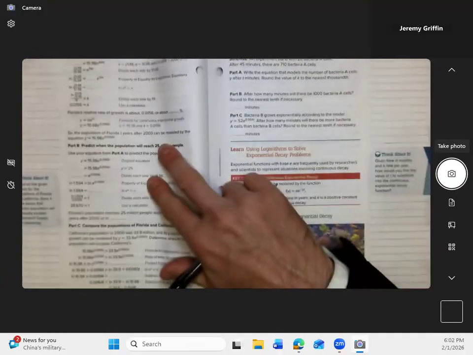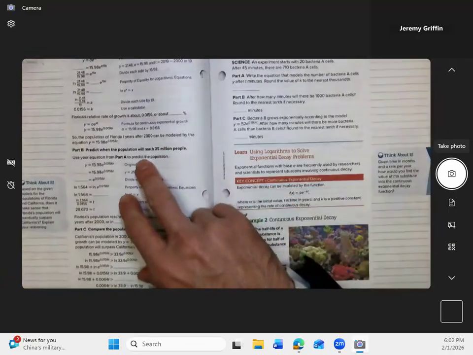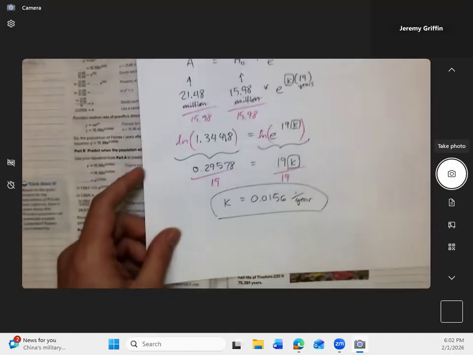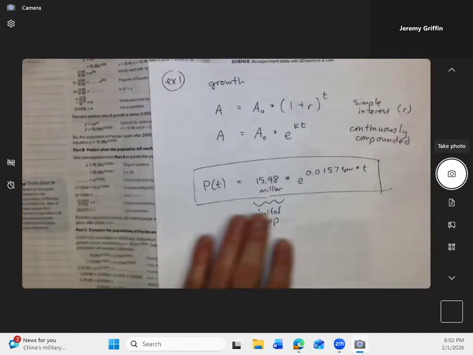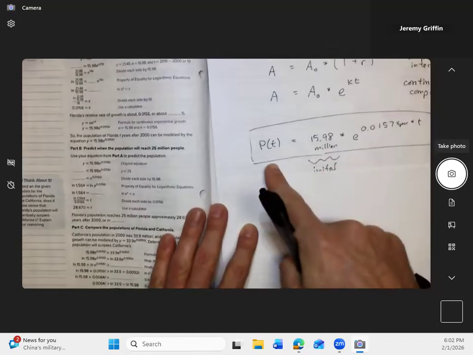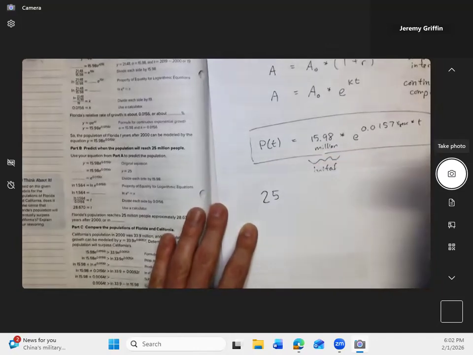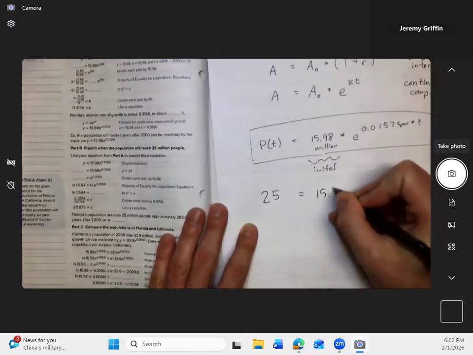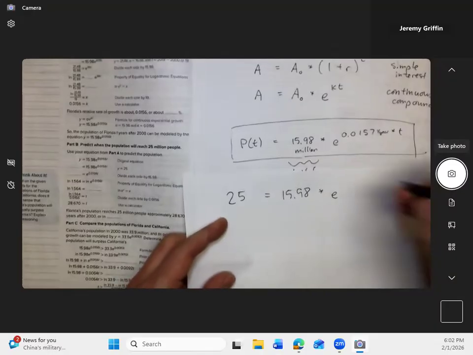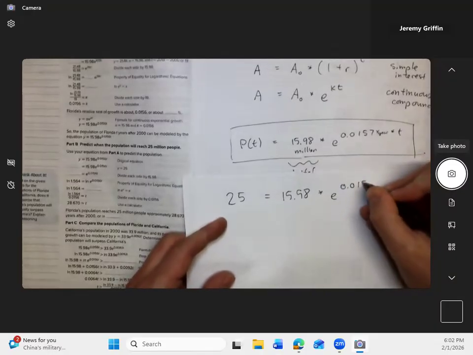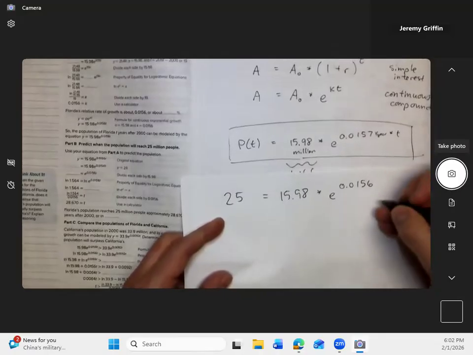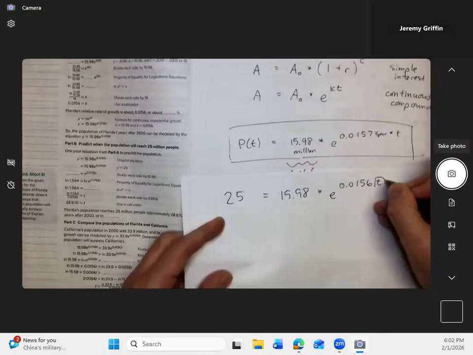We've got a part B: predict when the population will reach 25 million people. Well, we've got ourselves a nice model right here. Let's let the population go to 25 million. So I'll plug in 25, millions of people, equals 15.98 millions of people times e to the 0.0156t. Let's solve for t.